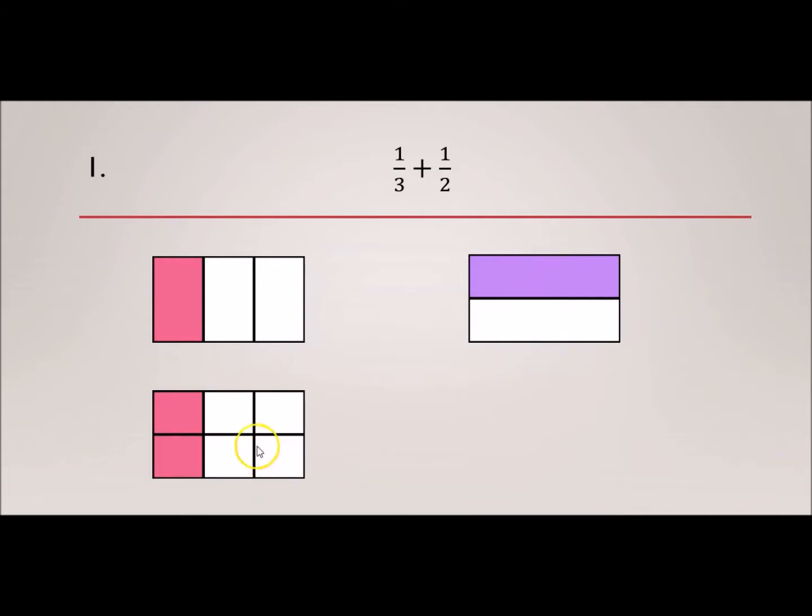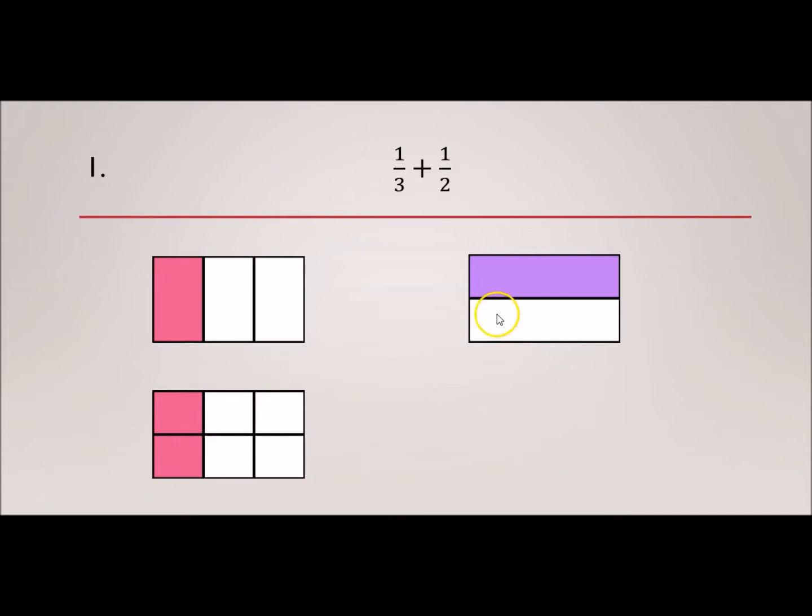I took this box right here, which was the 3 vertical pieces, 1, 2, 3, and I cut it up or divided it horizontally, this piece right here on top of this right here. So we have then the number of pieces is 6, right? Because 1, 2, 3, 4, 5, 6.